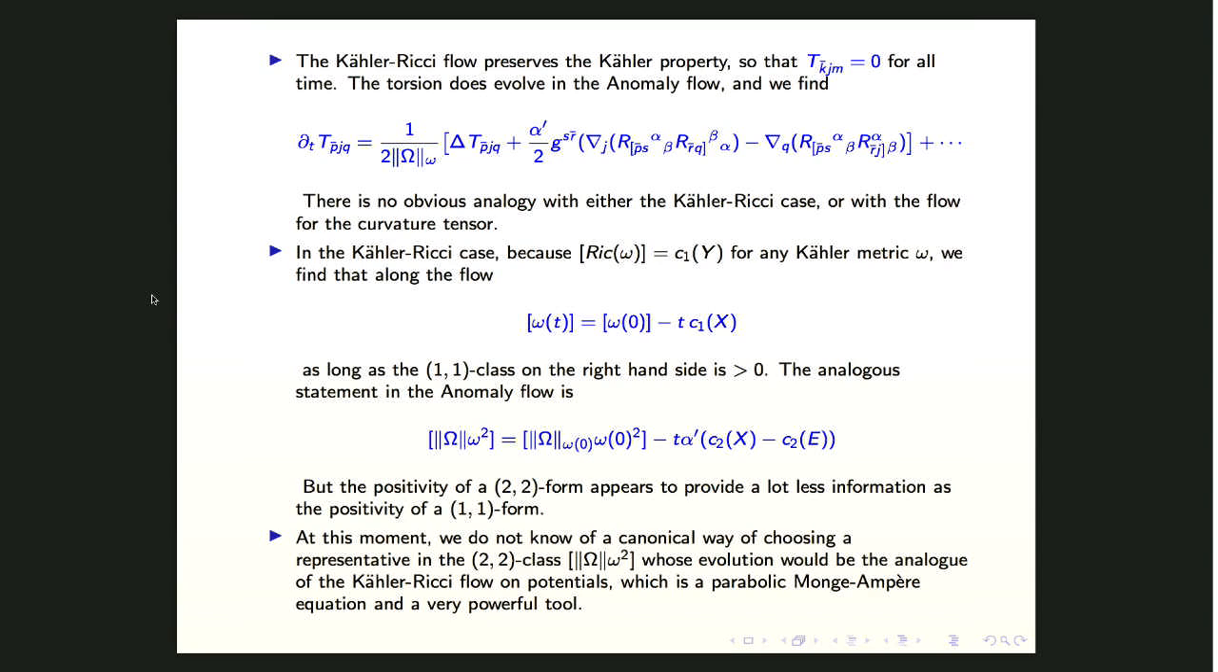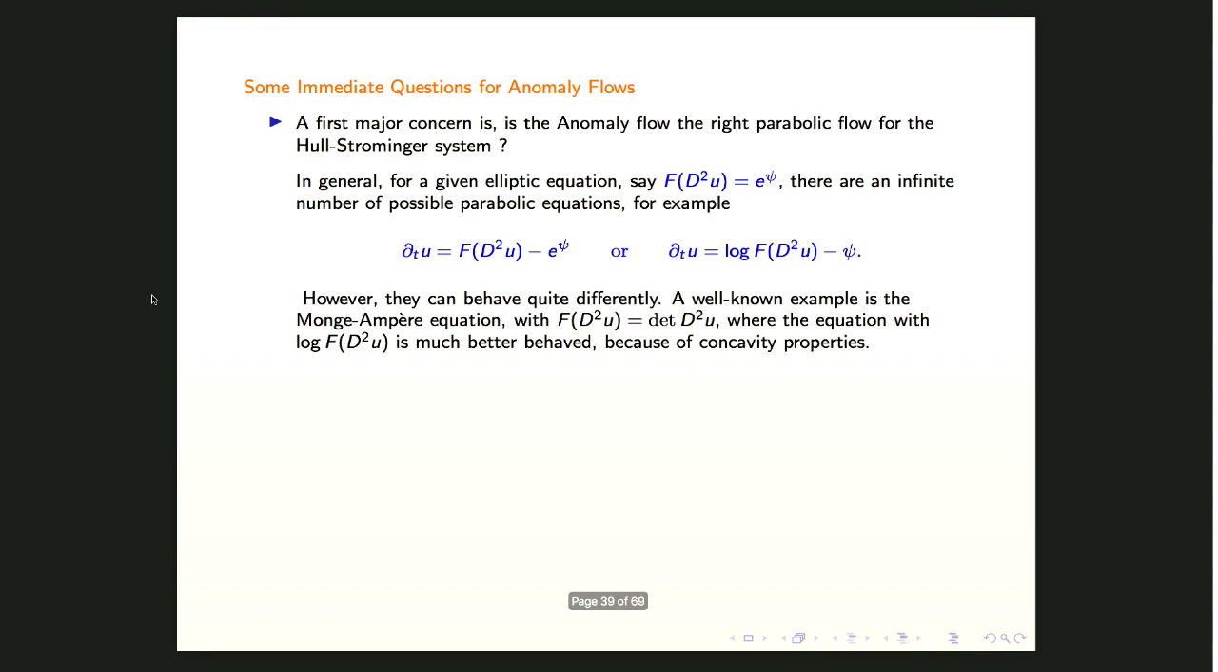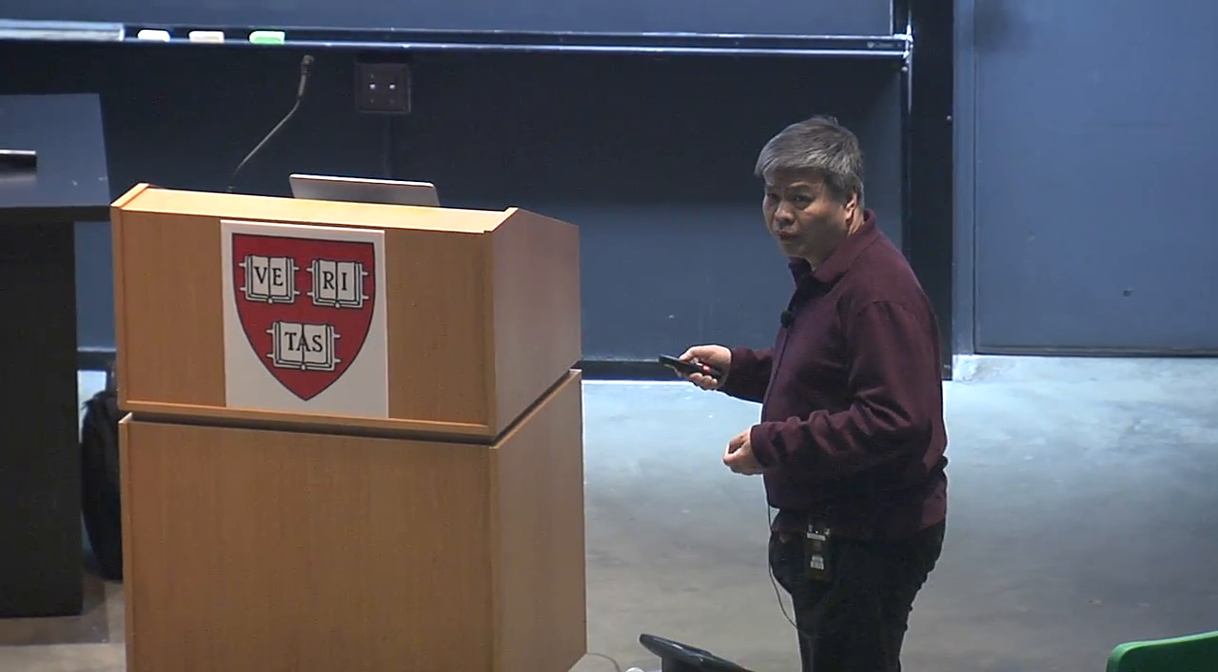Okay, so you can see here that there are many new difficulties, and certainly we will have a lot of things to do. But for the moment, let me focus on the most immediate question. One question that was a worry for us for a while is that we are proposing here a certain parabolic flow whose stationary point is a Hull-Strominger system, a solution of the Hull-Strominger. But is this the right flow?